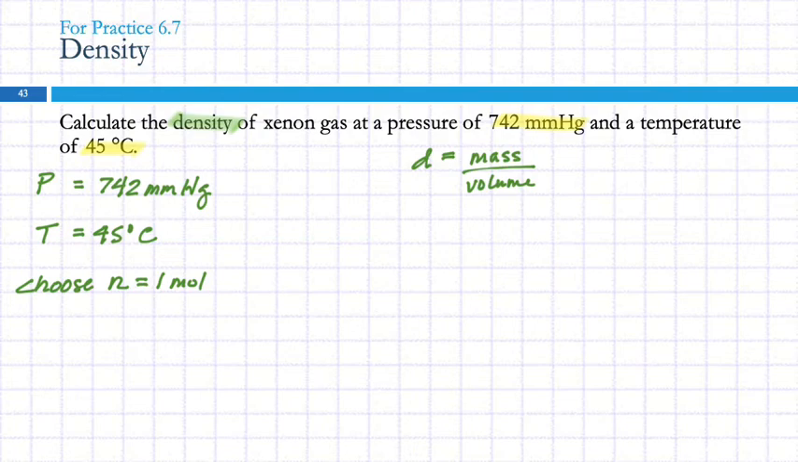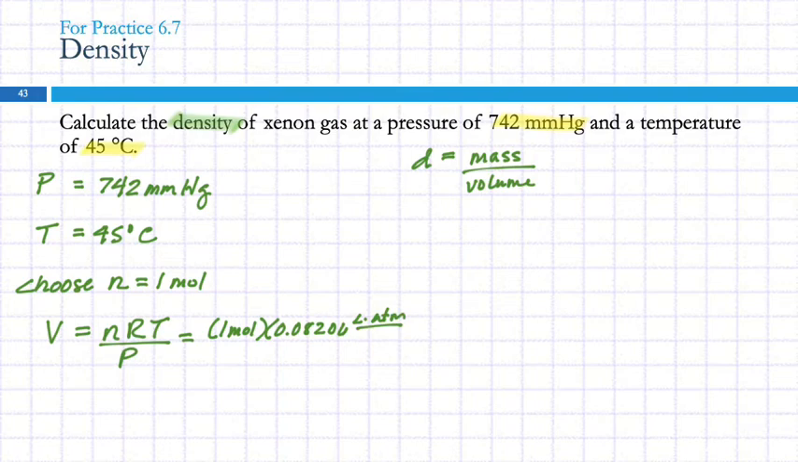So let's tackle the volume first. Just to speed things up, I'm going to rearrange the equation. The volume is nRT over P. We've seen that multiple times. So n is 1 mole, that's exactly 1 mole. 0.08206 is still the ideal gas constant. And what's the temperature? We have to make it into Kelvin.